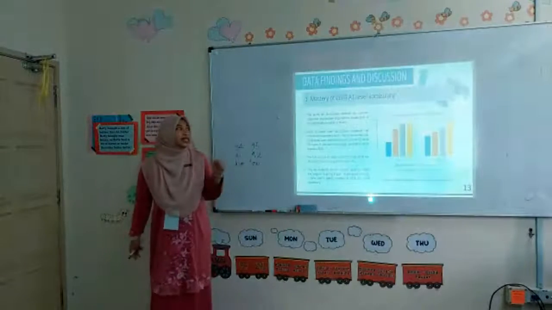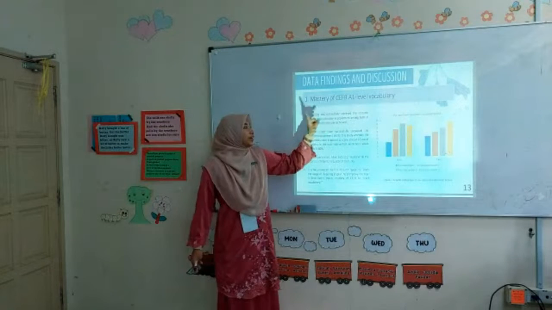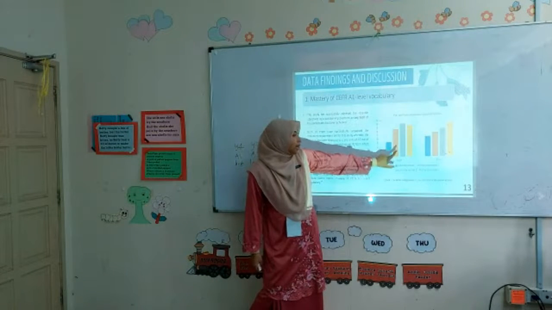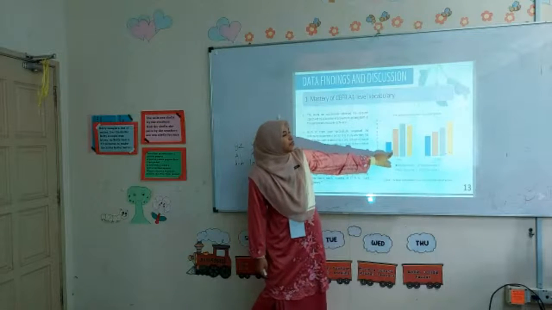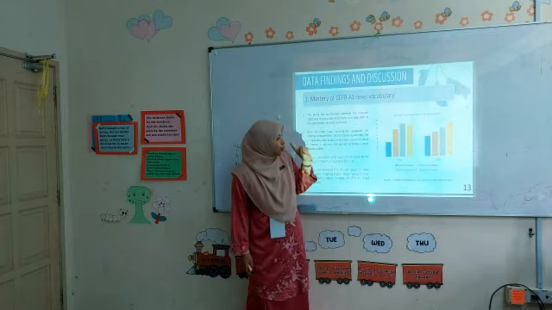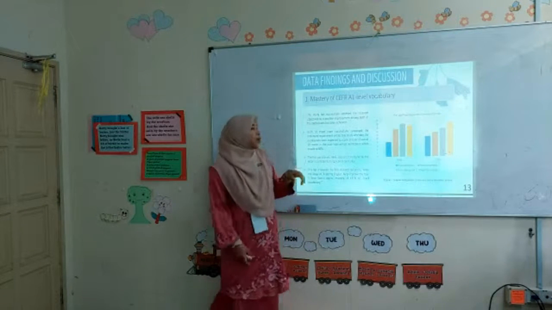Okay, so data findings and discussion. Basically ignore this slide, just listen to me. Okay, first is the mastery of new vocabulary. As you can see here, Alisa who scored 8 in the pre-intervention test managed to come up with 17, and Faik who scored 11 managed to achieve 18. Okay, next.